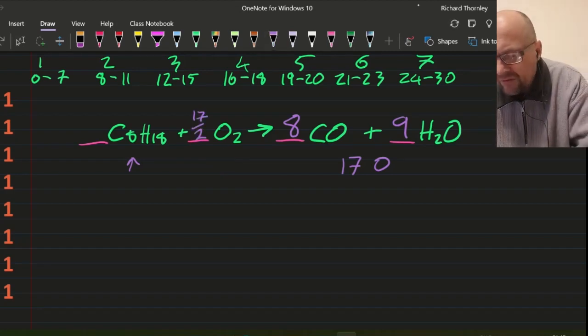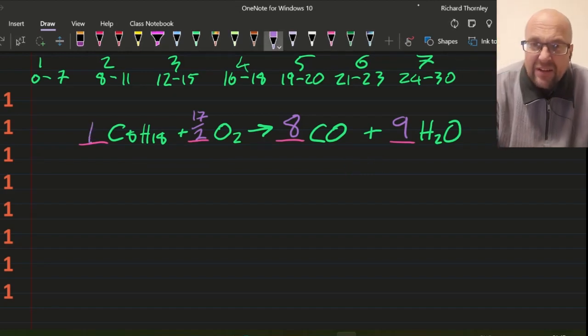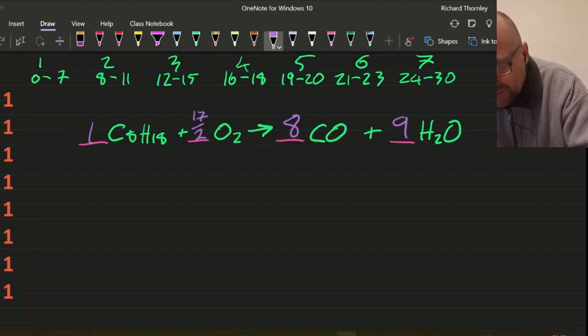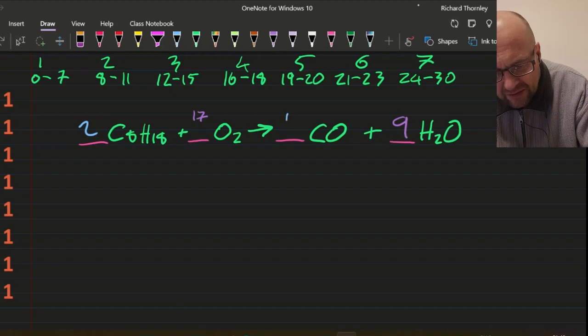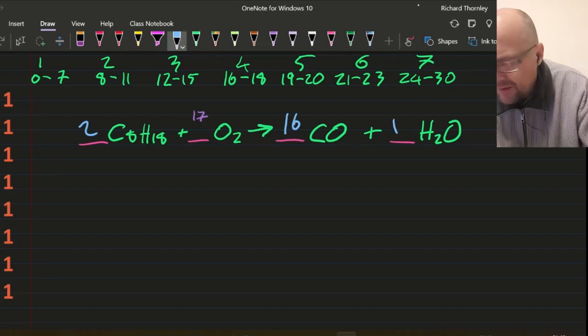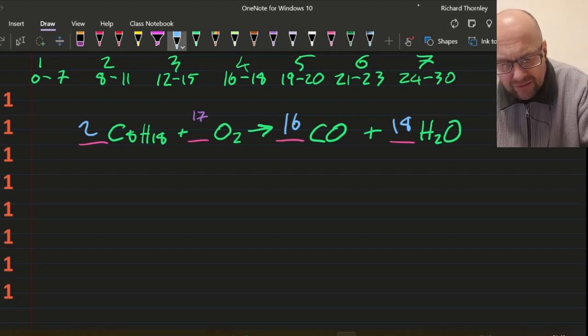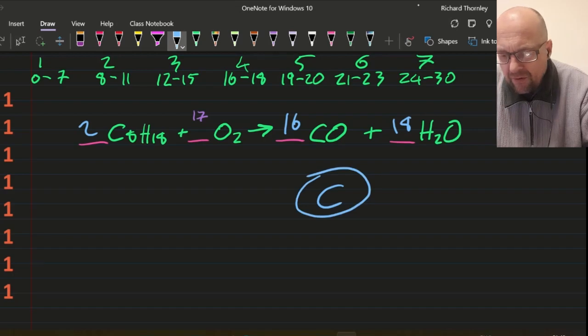Now the answer wants integers. So how am I going to fix this? Well, if I just double every number, that should give me integers, shouldn't it? So this becomes 2. That just becomes 17. That becomes 16. And that becomes 18. So what have I got? I've got to sum them all up. So 19, 29, 39, 49. Is that 53? So 1 is C. Yep. We're on our way.